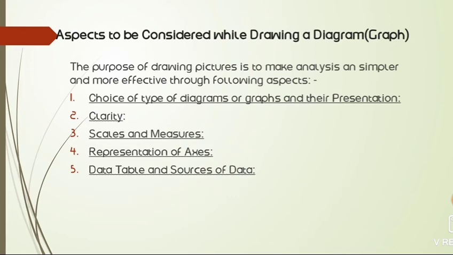Let's move to the fifth point, data table and source of data. Diagrams and graphs must be accompanied by the data table. It means the diagrams and graphs we are drawing should match the table and the theory. Otherwise, continuous frequency data is given and you are drawing a diagram, which should not happen. That's why the first point is very important, that you should choose a perfect diagram and graph. And then come to the fifth point, that is, the tables are there, and from which source the table has been taken.